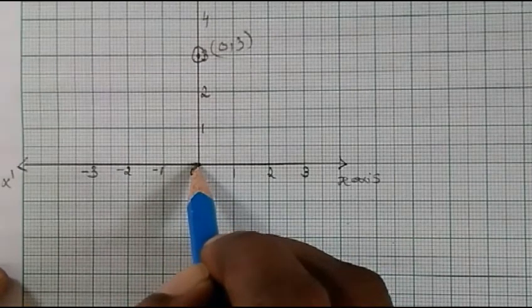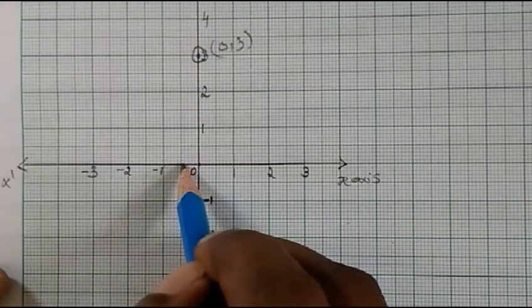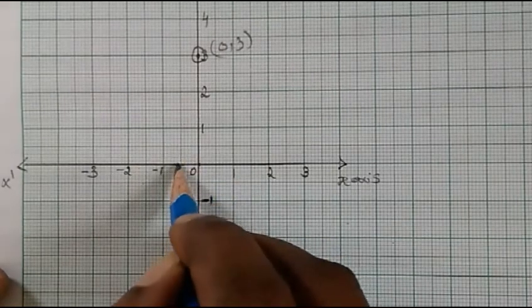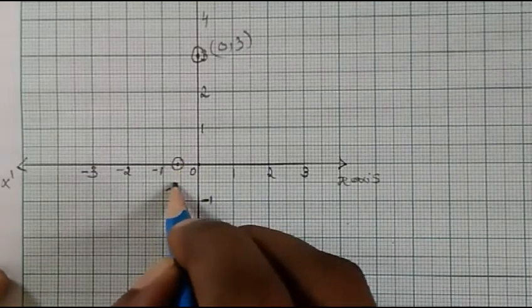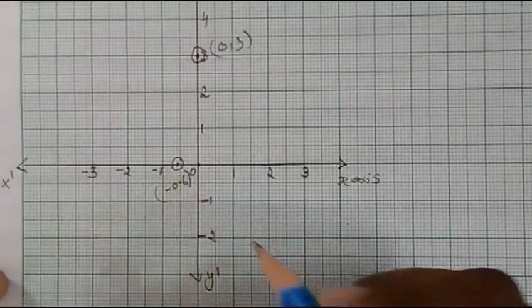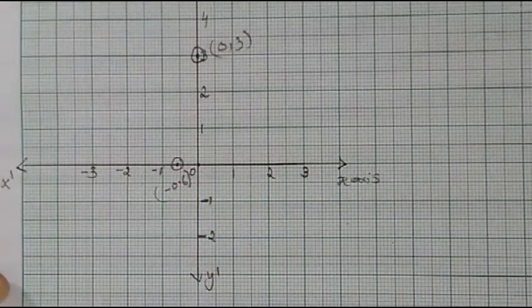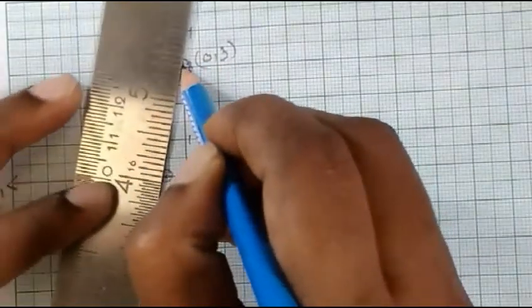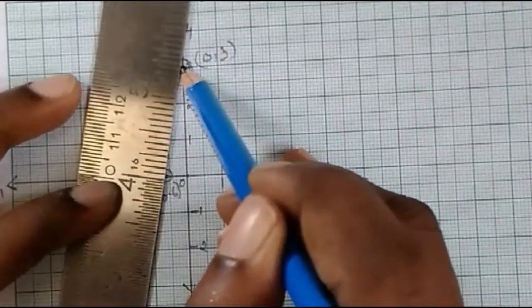So 0.6 means each line you have to consider as 1. So 1, 2, 3, 4, 5, 6. So this is the line, minus 0.6. Okay, so each line we count as 1. So now you join these points. This point is here, this point is here. So both the points we have to join.